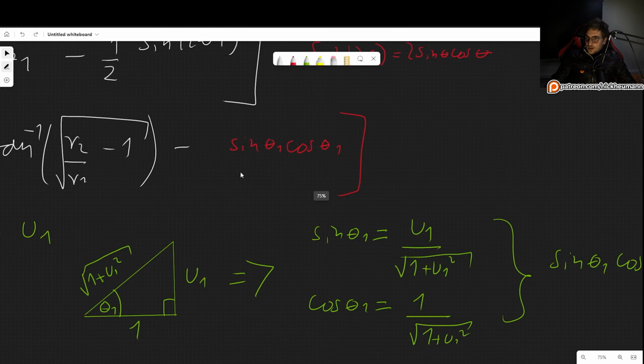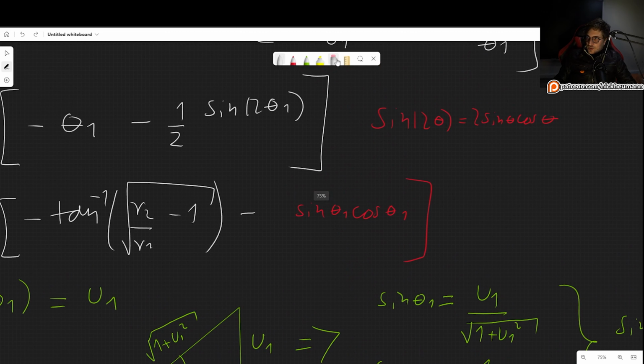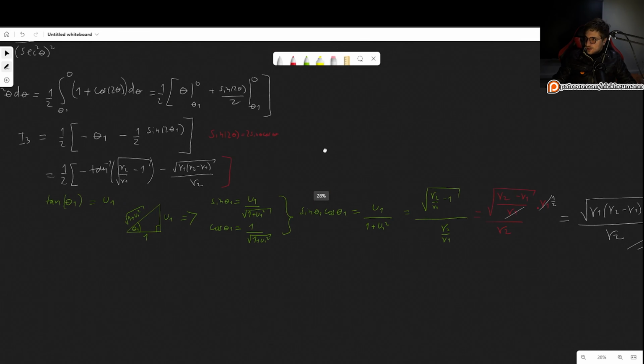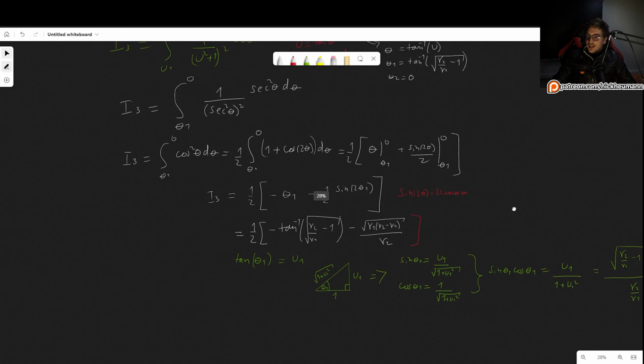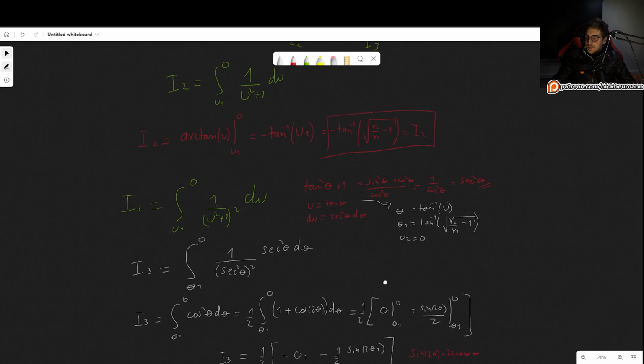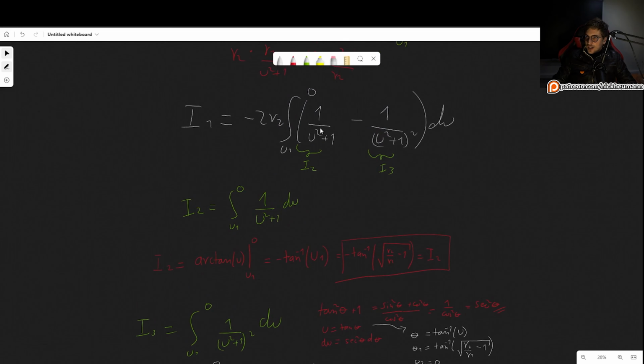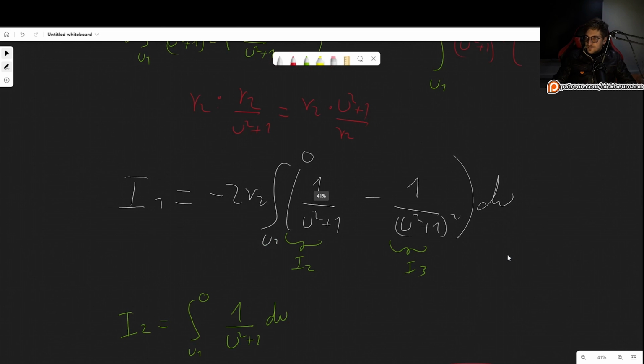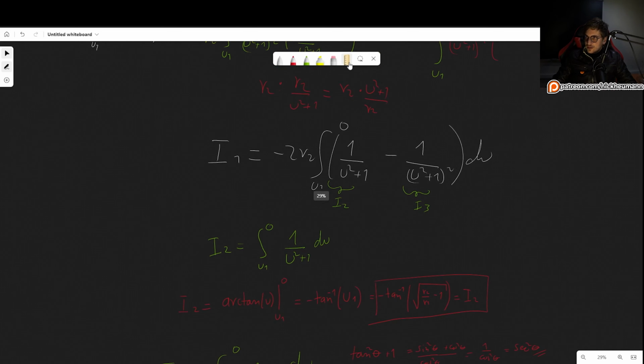So let's plug it in right here. So this thing is square root of r1, r2 minus r1 divided by r2. Just double check. Yes. Okay, so this is the result of I3. So we can now just go ahead and plug everything into our integral I1 right here. Actually, I'm going to write it underneath. So I'm going to do it like this.